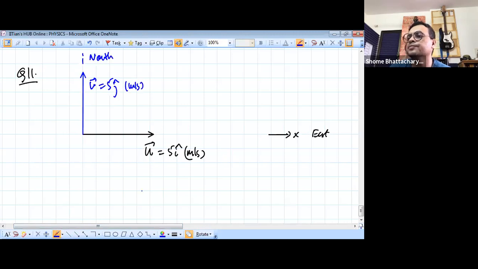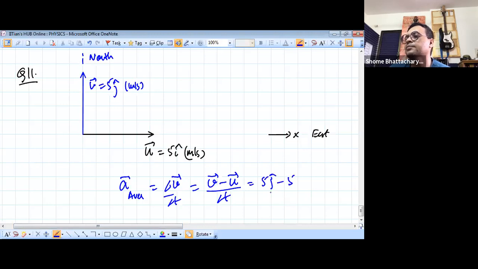Okay. So we have to write the average acceleration. So that is equal to what? Change in velocity upon change in time. So that is final minus initial divided by the time. So final is 5j cap, initial is 5i cap, and the time is 10 seconds. So this is in meters per second.